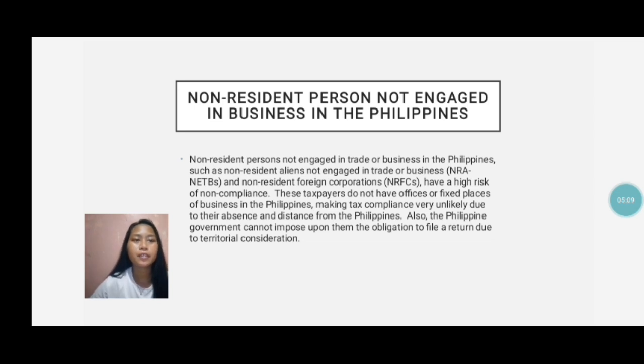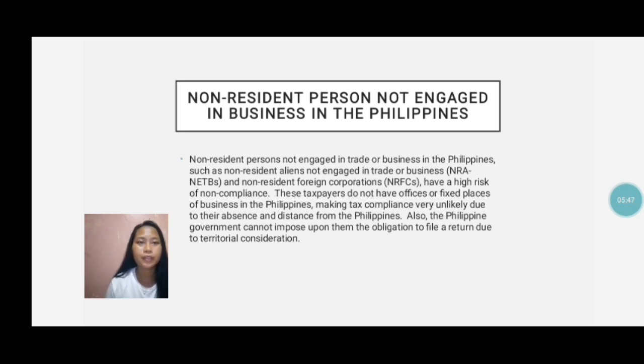Non-resident person not engaged in business in the Philippines. Non-resident aliens not engaged in trade or business, NRANETB, and non-resident foreign corporations, NRFCs, have a high risk of non-compliance. These taxpayers do not have offices or fixed places of business in the Philippines, making tax compliance very unlikely due to their absence and distance from the Philippines. Also, the Philippine government cannot impose upon them the obligation to file a return due to territorial consideration.